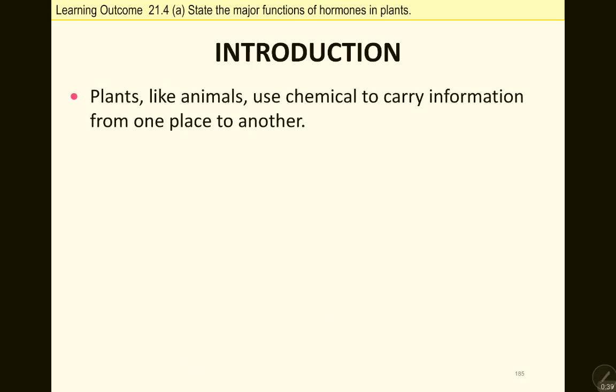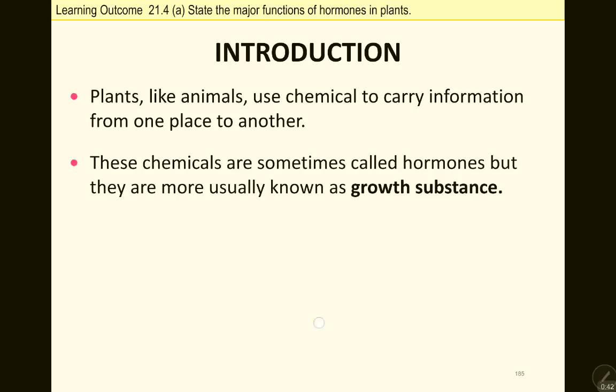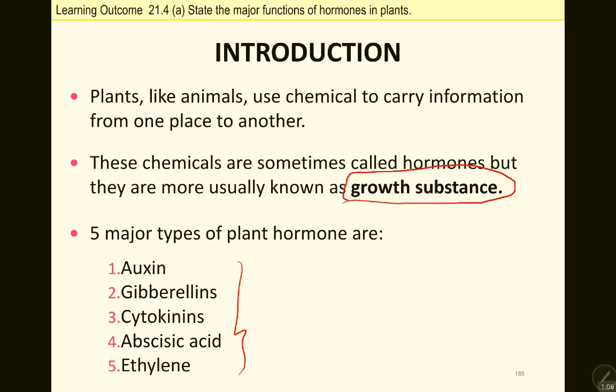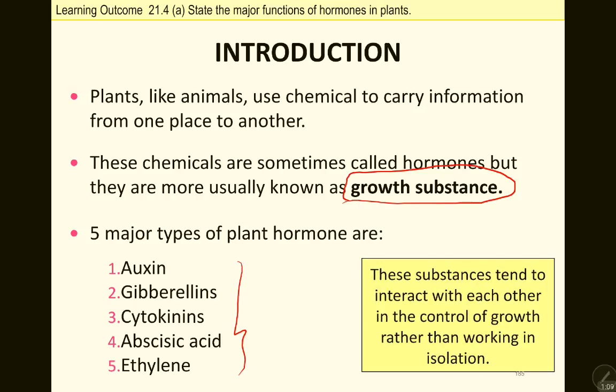Okay, so introduction. What means the plant hormone? Plants, just like animals, use chemicals to carry information from one place to another. So in plants, we also call it a growth substance. Besides hormone, we also call it a growth substance. So these are the 5 major types of growth hormone that we should learn. These substances tend to interact with each other, meaning that they do not work alone. They interact among one another in the control of growth rather than working in isolation.